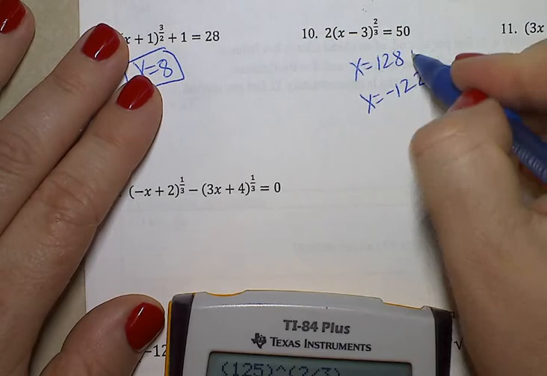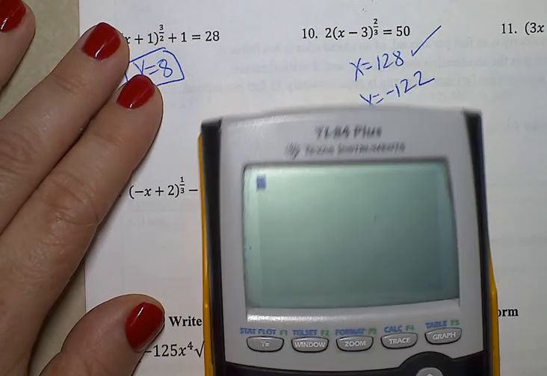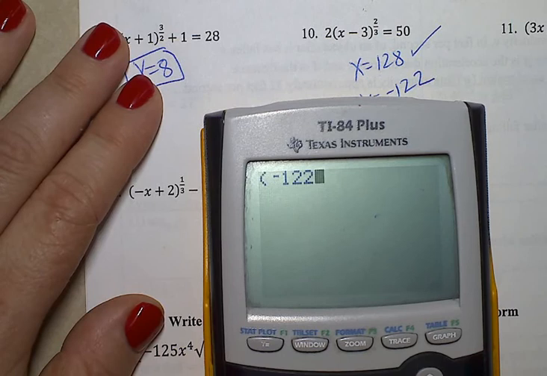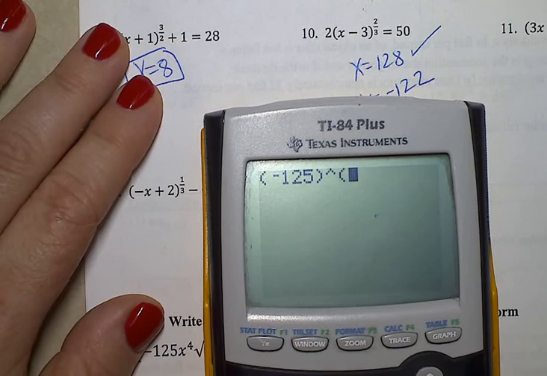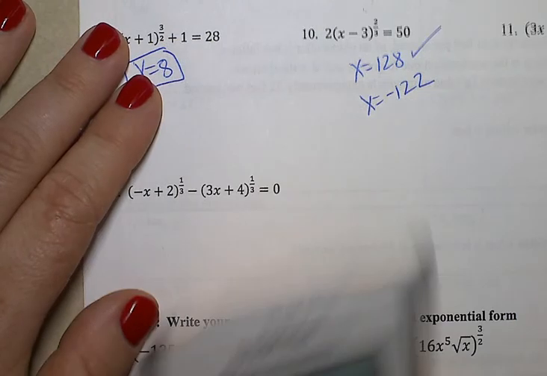Now let's try negative 122. So in parentheses, negative 122 subtract 3. I've got to keep it in parentheses. So negative 125, in parentheses, raised to the 2/3 power. Take it times 2 and you get 50 again. Okay, they both work.